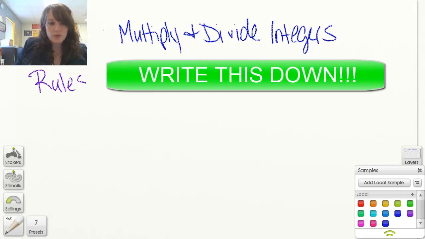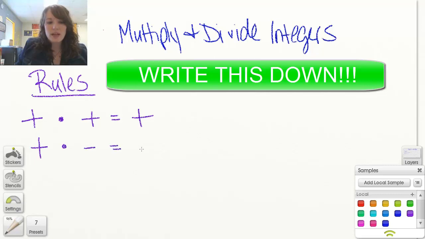Here are your rules. A positive times, I'm going to use a dot, a positive equals a positive. A positive times a negative equals a negative. Negative times a negative equals a positive. And if you need this one, a negative times a positive equals a negative.